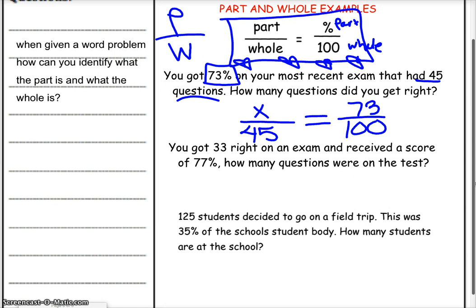Of course, assuming that you know how to solve, I'm just going to go 45 times 73 divided by 100, and I got like 32.95. I'll round to the nearest tenth. 32.9, right.